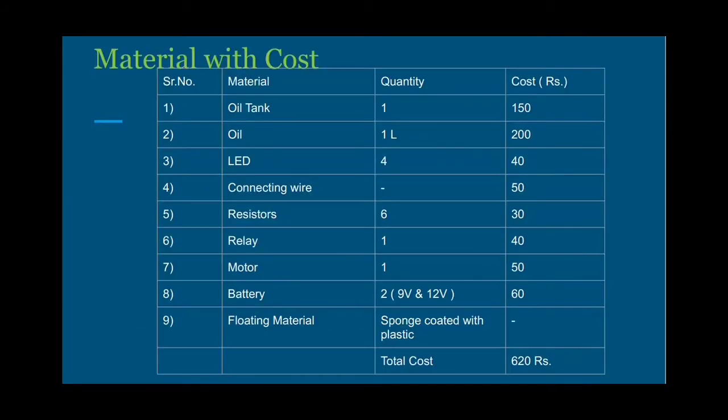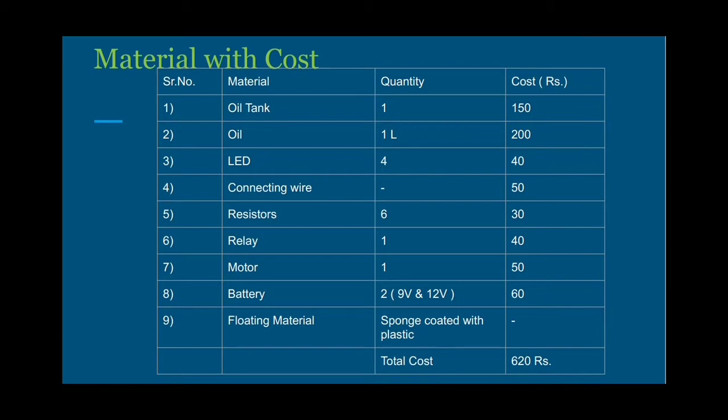This particular slide is dealing with material and its cost. Here is a table which displays the material, the quantities and the cost. First, oil tank, the quantity is 1 and the cost is 150 rupees. Second, oil, we will be taking 1 liter of oil and the cost of it is 200 rupees. Third, LED, 4 quantities and the cost is 40 rupees.